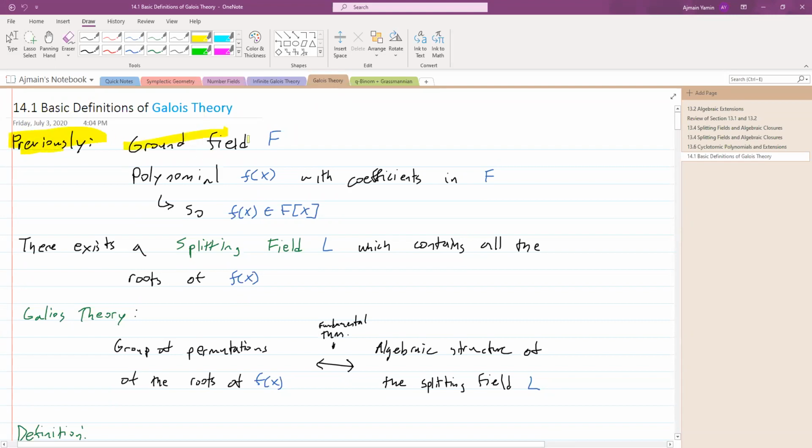So we have a ground field F, and then a polynomial with coefficients in F, and then we have the splitting field L. Right? So Galois theory is about the group of permutations of the roots of this polynomial and how they relate to the algebraic structure of the splitting field L.